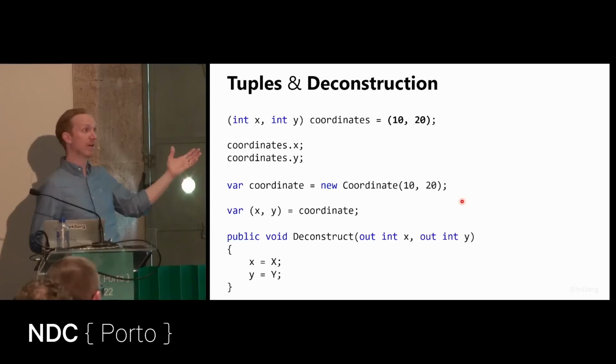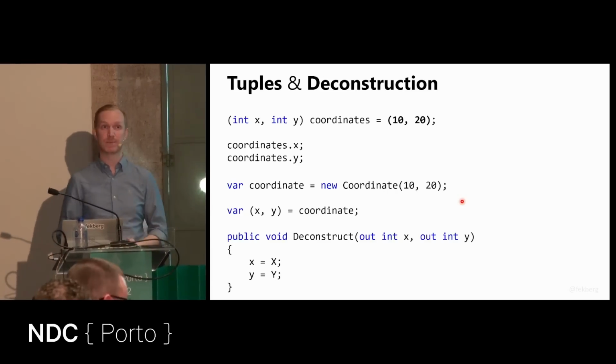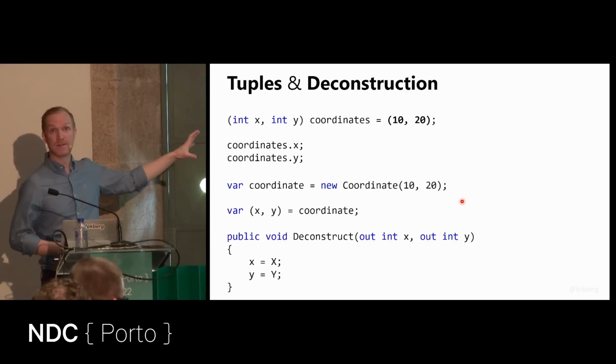And what's interesting is that we're going to talk about something called record types, which is a new way of creating reference types in C#. This is added automatically on that.